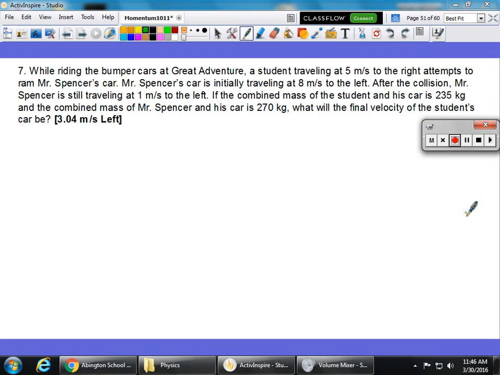We know we're doing conservation of momentum. The momentum of one object, m1v1, plus the momentum of a second object, m2v2, is going to be equal to their total momentum after, so m1v1 plus m2v2. And going back into the problem, what's really important is keeping straight which is which.